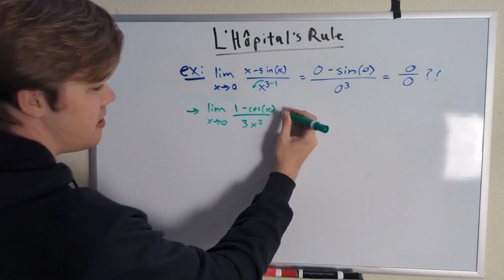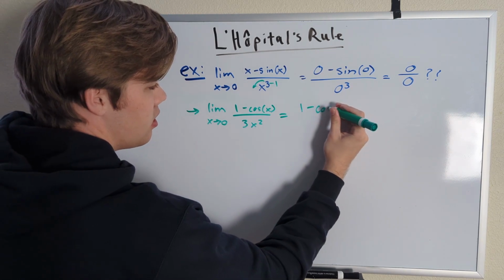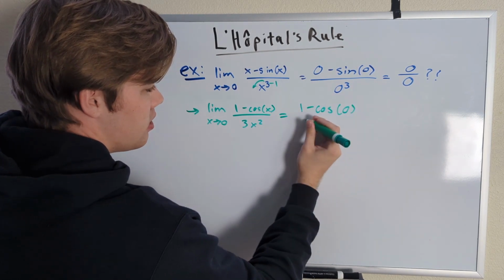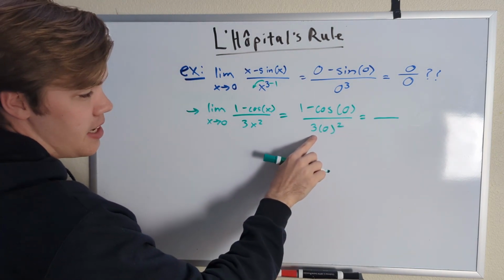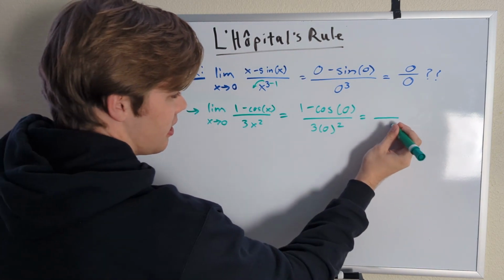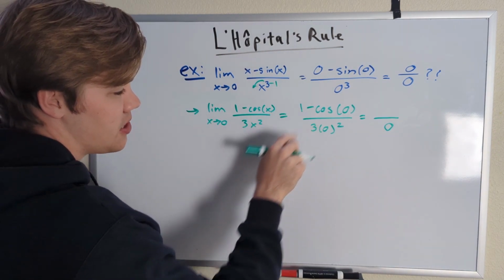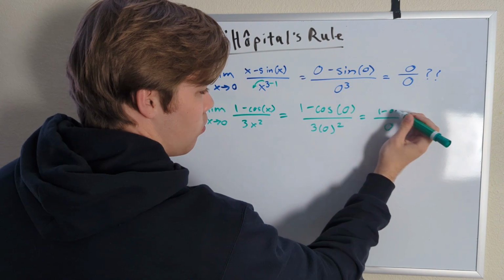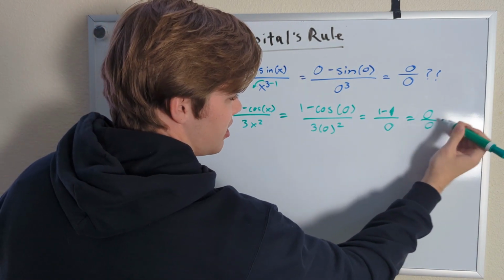Let's plug in 0 again and see what happens. This turns into 1 minus cosine of 0 divided by 3 times 0 squared. Obviously in the denominator, we're going to get 3 times 0 squared, which is 0, which could be a problem. But then we have 1 minus cosine of 0, which is 1 minus 1, which is just equal to 0 divided by 0.